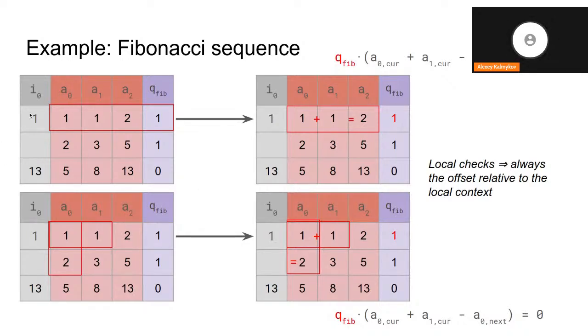We have the input 1, which is the initial number we need to start with. So we start with the first Fibonacci number. And we have the output 13, which is the result of the calculation.